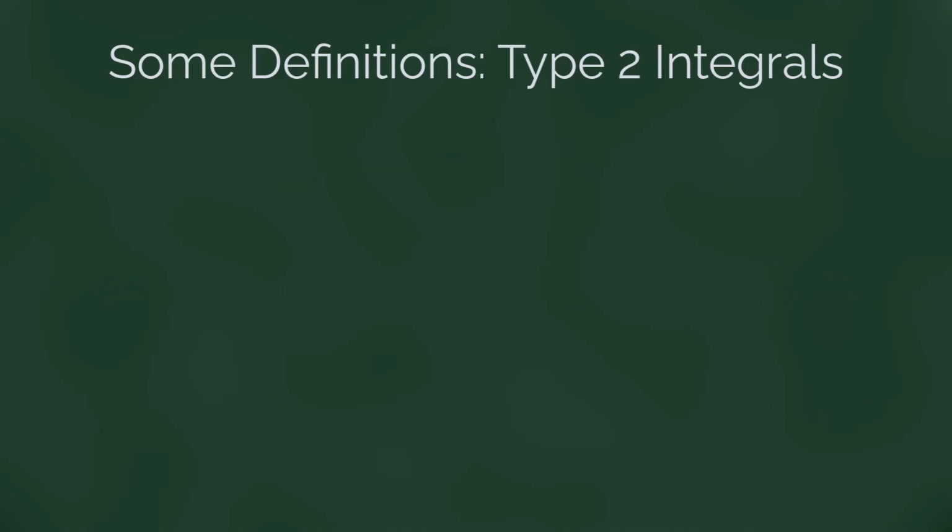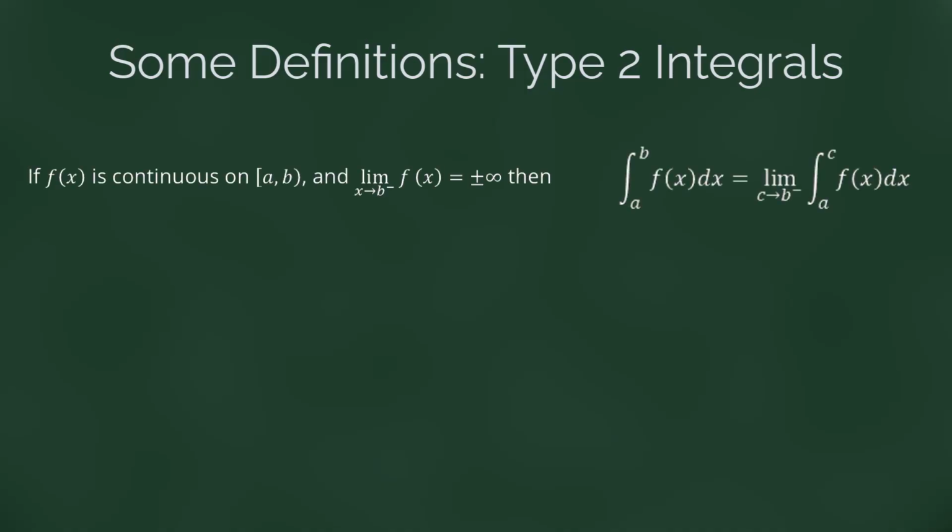We'll utilize some similar definitions for type 2 integrals. Here, if we have a function that is continuous on the interval a to b, but not including b, because the function becomes unbounded at b, the limit as x approaches b from the left is equal to either positive or negative infinity, then we're going to define the definite integral from a to b of f of x dx to be the same as the limit as c approaches b from the left of the integral from a to c of f of x dx.